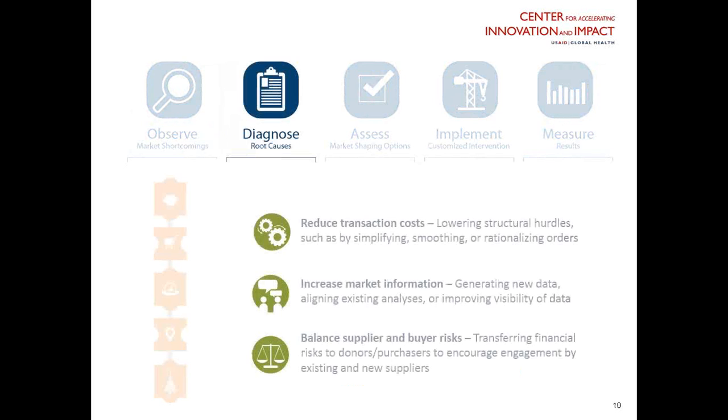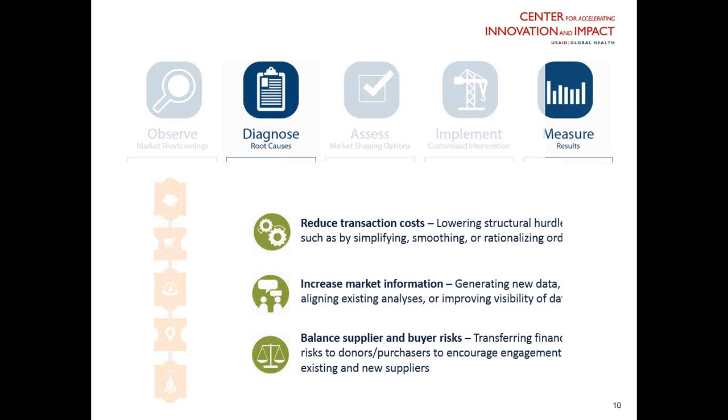Well, what could the root causes look like? Here we've grouped them into 3 categories. The first is reduced transaction costs. The second is increased market information. And the third is balanced supplier and buyer risks. So for transaction costs, this is really lowering the structural hurdles and encouraging more supply-side actors to enter that marketplace. The second, increasing market information, could be generating absolutely new data and bringing that to light, or it could be improving the visibility of existing data and making that accessible for those actors in the marketplace who could use it for their planning and to engage more actively.